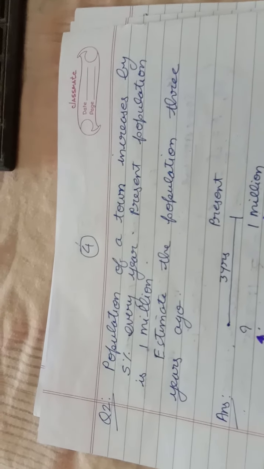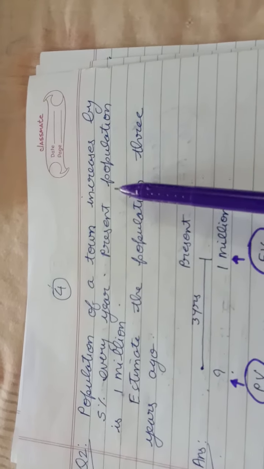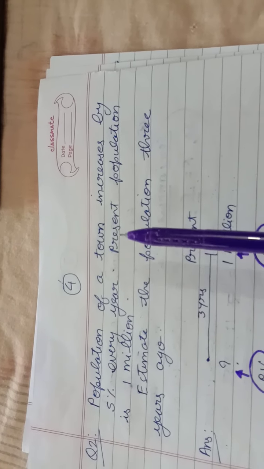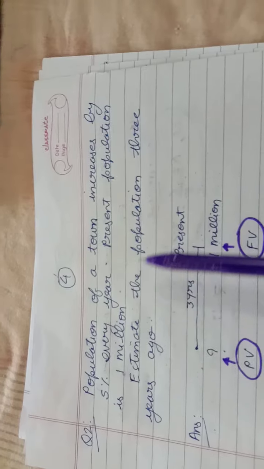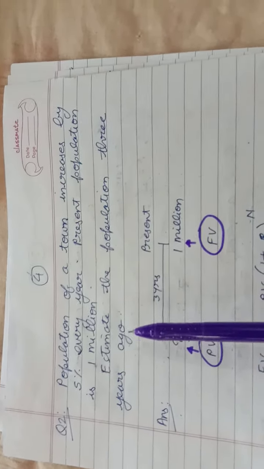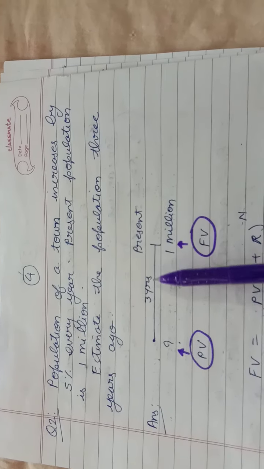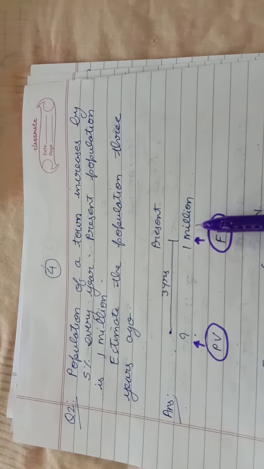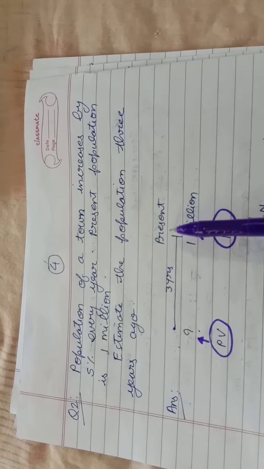Let us continue with the next example. Population of a town increases by 5% every year. The present population is 1 million. Estimate the population 3 years ago. See, I have shown it diagrammatically. The present population over here is 1 million. They want the population 3 years ago.